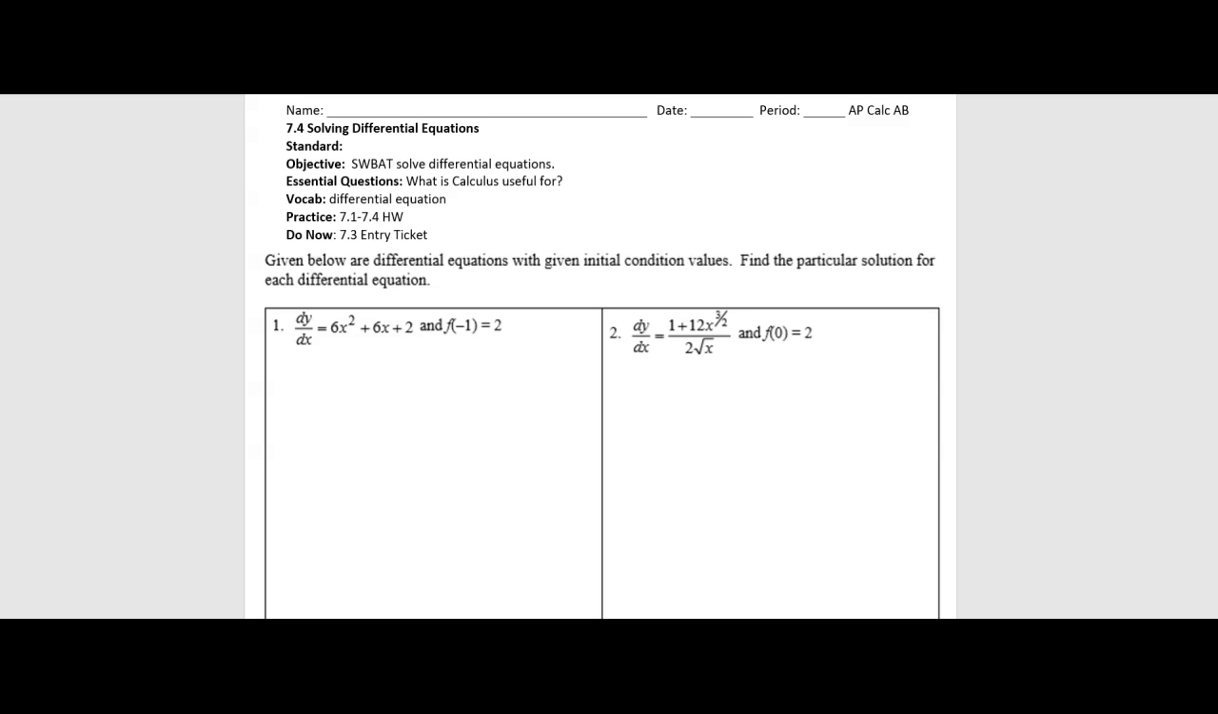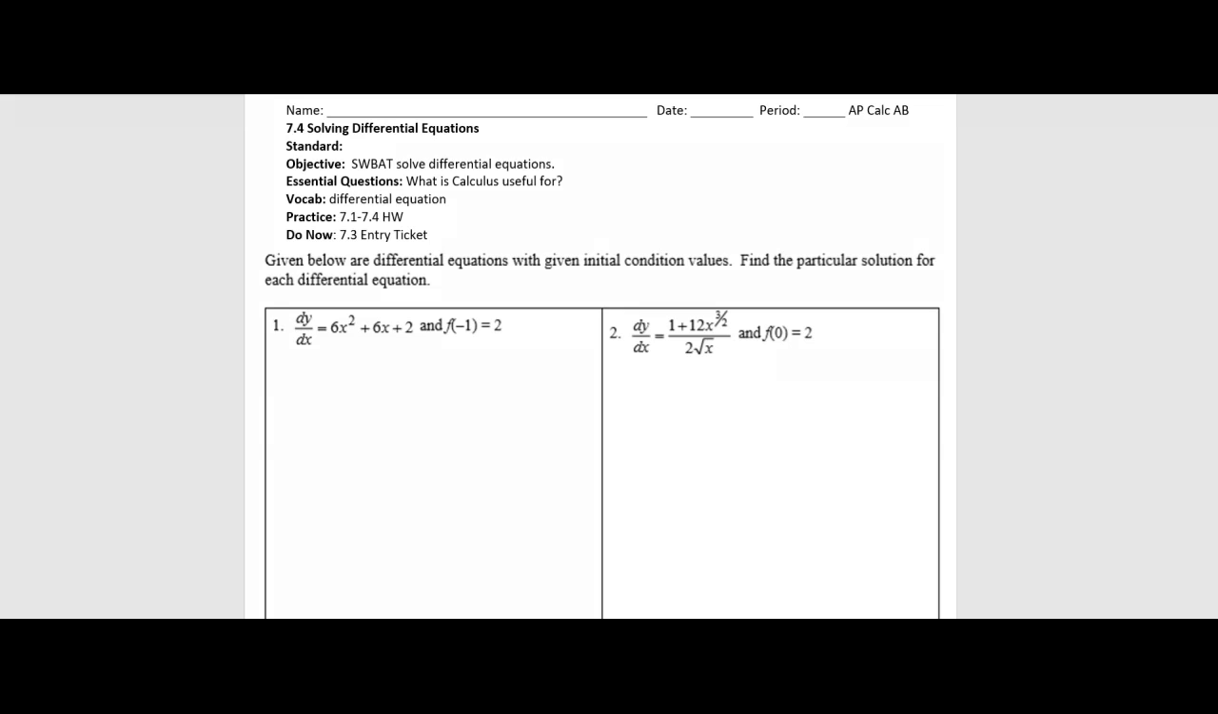Okay, so it says given below are differential equations with given initial condition values. Find the particular solutions for each differential equation. So we're actually going to do two things. We're going to find the general solution, and then I'm going to show you the difference between a general solution and the particular solution based on the given initial condition.